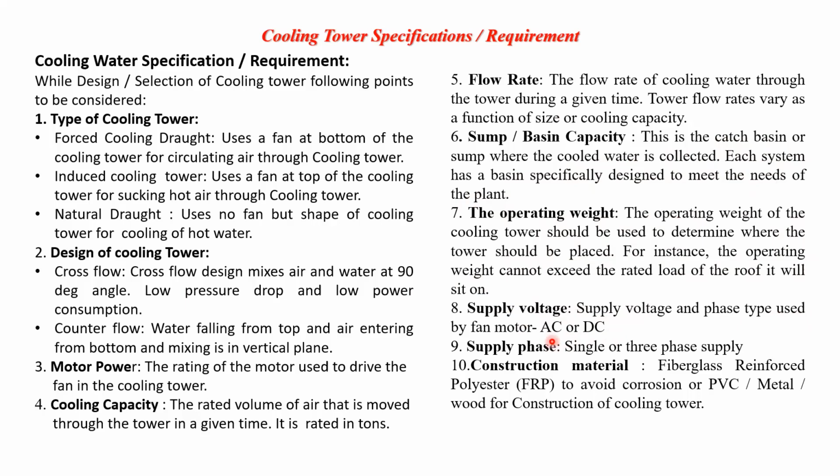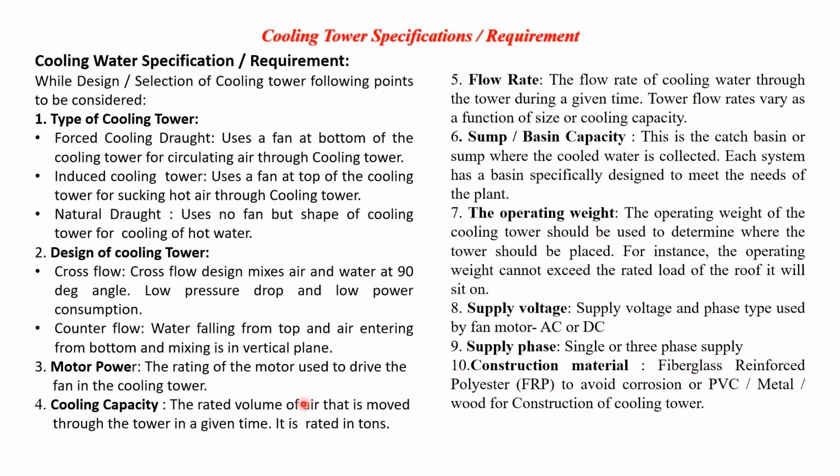Supply voltage and phase type used by the fan motor, AC or DC. Supply phase, single or three-phase supply. Construction material: fiberglass reinforced polyester for smaller capacity to avoid corrosion, or PVC, metal, wood for construction of the cooling tower, and you can also add concrete. So these are the cooling tower specifications: type of cooling tower, design of cooling tower, motor power, cooling capacity, flow rate, sump basin capacity, operating weight, supply voltage, supply phase, construction material.